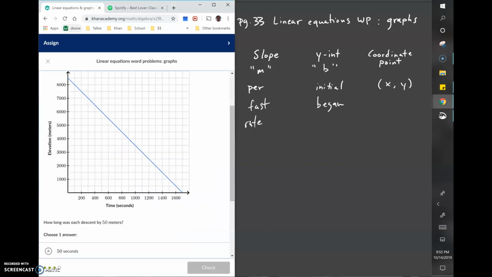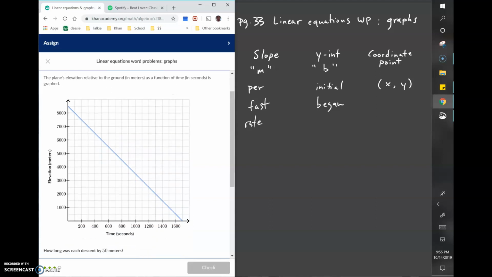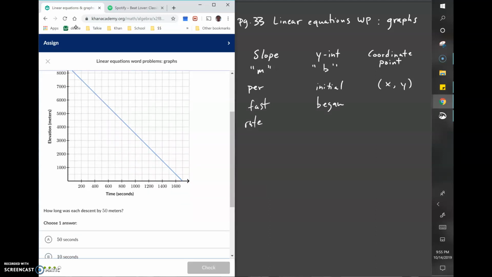Okay, here's our last example. So Wilbur lands his plane. The plane's elevation relative to the ground in meters as a function of time in seconds is graphed. So here we have our y value is the elevation. So as this plane gets closer to the ground, it eventually hits the ground after 1700 seconds. Question saying how long was each descent by 50 meters?